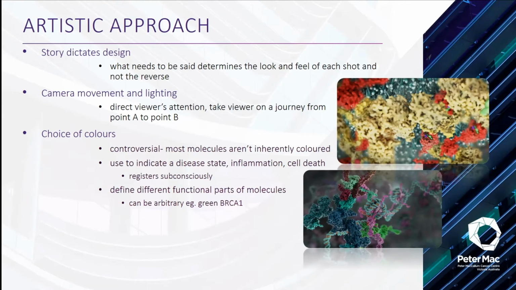And I also use colour to define different functional parts of molecules. So over on the right there, lower right, that's the BRCA1 assembly. And I've used different shades of green just to delineate the different functional motifs of that protein. And it's completely arbitrary. I just chose green because I thought it looked beautiful in that situation. Yeah, so often I choose colours because I find them beautiful.